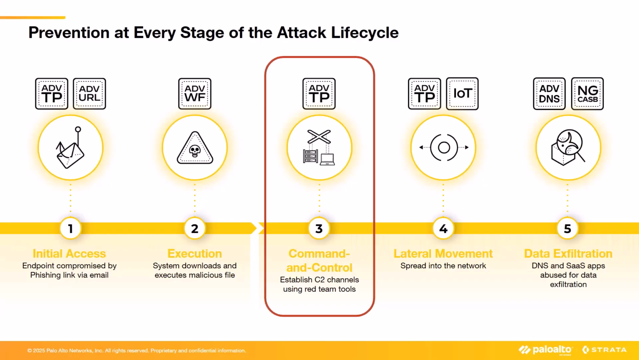Advanced Threat Prevention or ATP is one of the cloud delivered security services or CDSS which provide real-time inline prevention at every stage of the attack lifecycle. ATP can block both command and control or C2 egress traffic as well as zero-day exploit attempts. In this video, we focus on C2 traffic.